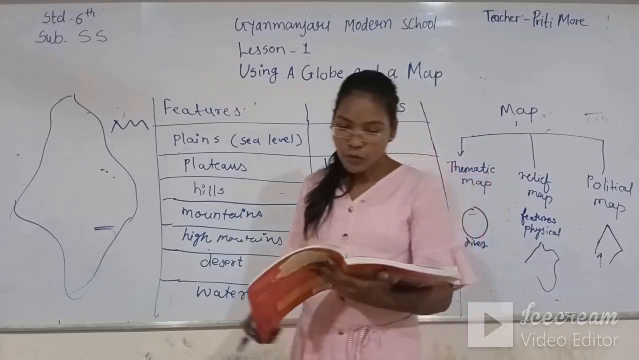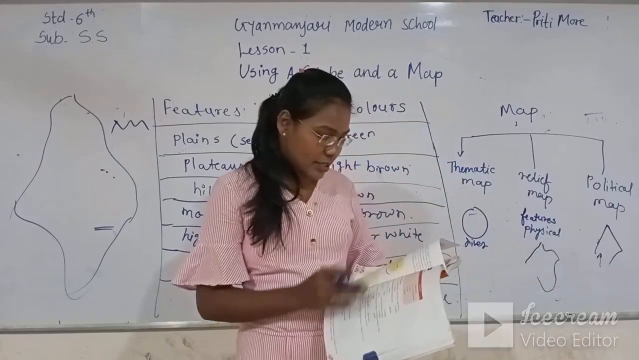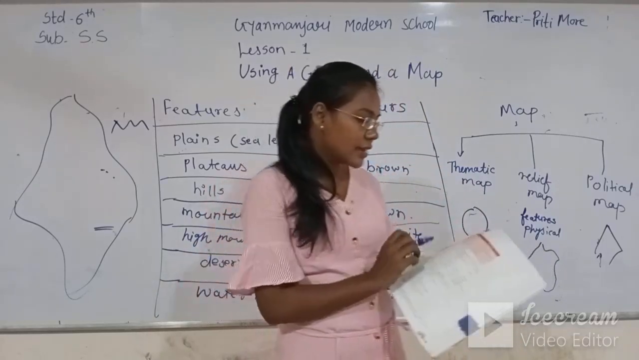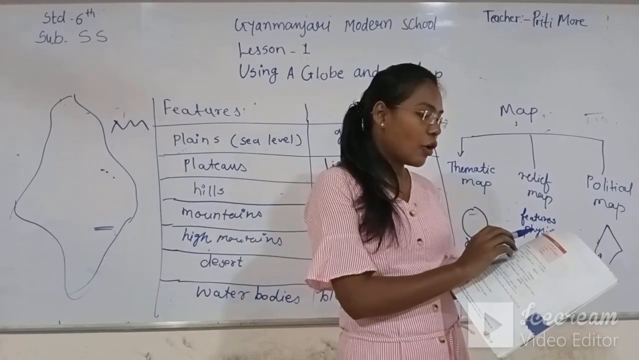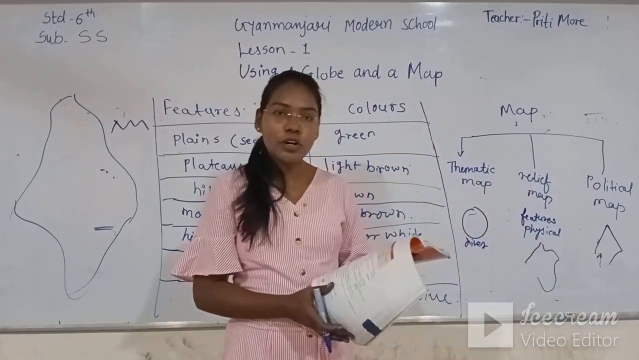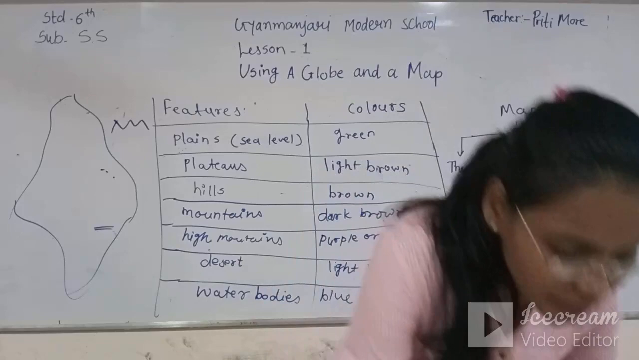Now it's time for your homework. Some exercises are given. Match the following: the features and the colors, column A and column B. You have to complete all that homework in your notebook at home. This is your homework. I am just writing it down on the board.